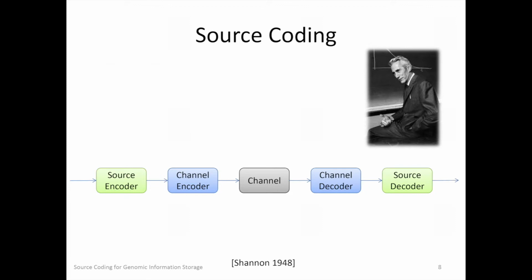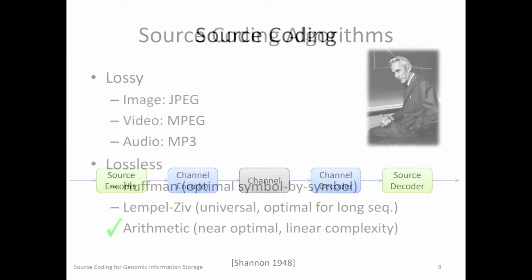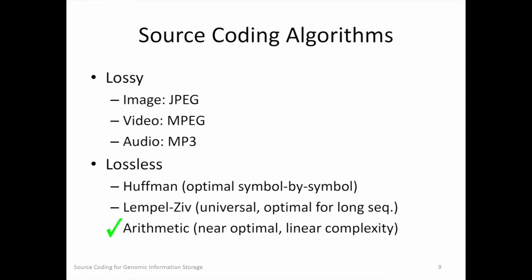In particular, we will focus on the source coding part. You may have heard of some source coding algorithms such as JPEG, MPEG, and so on for multimedia. These algorithms are called lossy in the sense that when you pass some information through them, you cannot recover the original file entirely. So in this work, we focus on lossless compression, so the compressed file and the original file are one-to-one mapped.